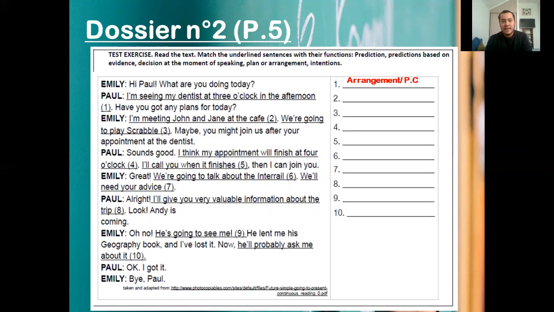Then Emily says, I'm meeting John and Jane at the cafe. We are going to play Scrabble. Maybe you might join us after your appointment at the dentist. In this case, example number 2, it is also an arrangement or a plan. It uses the present continuous. And number 3, it is an intention because you use be going to.